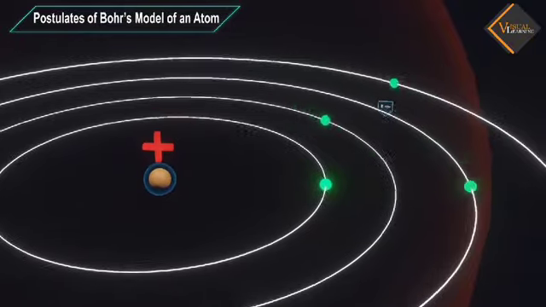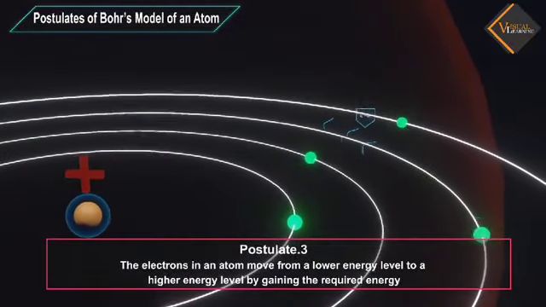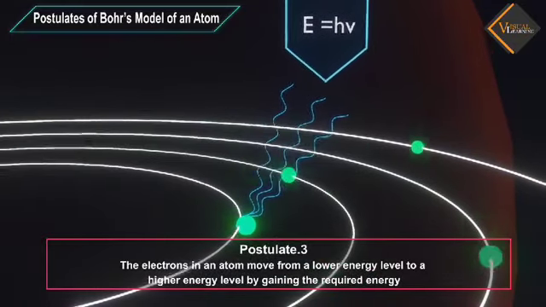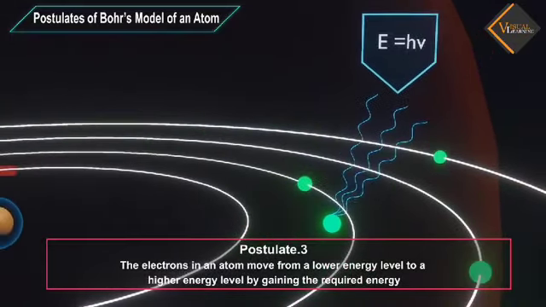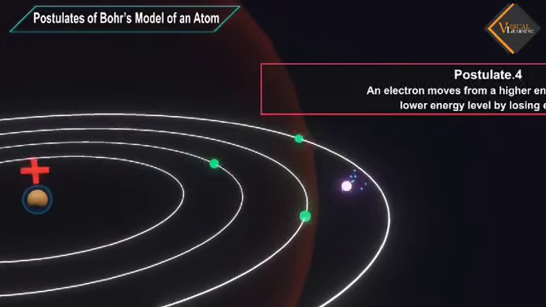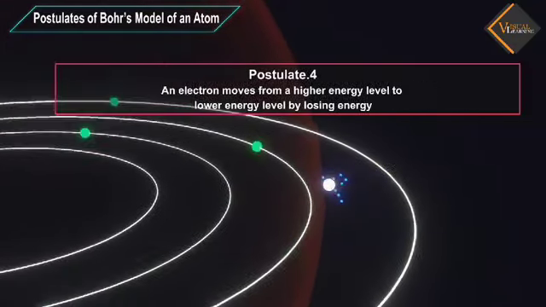The electrons in an atom move from a lower energy level to a higher energy level by gaining the required energy. And an electron moves from a higher energy level to lower energy level by losing energy.